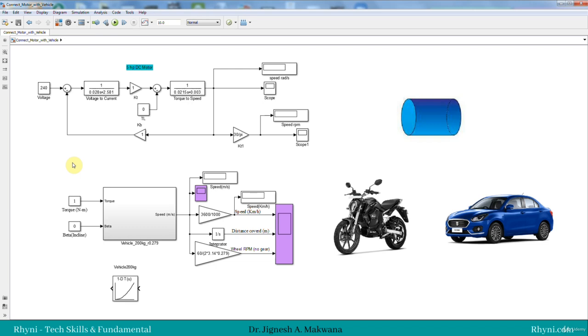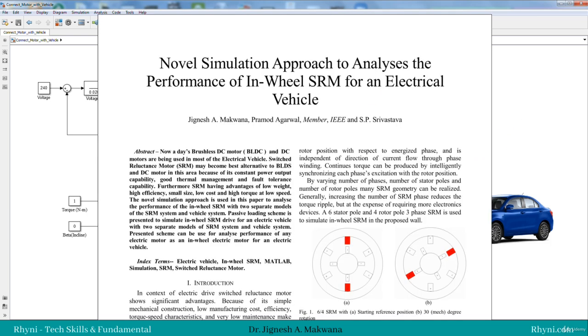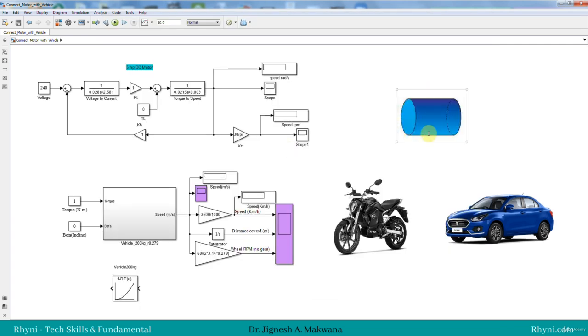Welcome back. In this session, we will discuss the passive loading scheme, which is the solution to the problem that we have discussed. The passive loading scheme was published in an IEEE paper of 2011, "A novel simulation approach to analyze the performance of switched reluctance motor drive with in-wheel vehicle." In this paper, they used the switched reluctance motor and validated the passive loading scheme. So we will see, when the two separate models are available, how passive loading can be used.